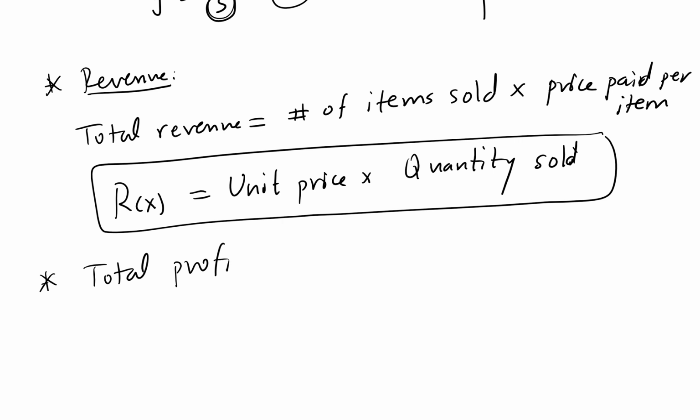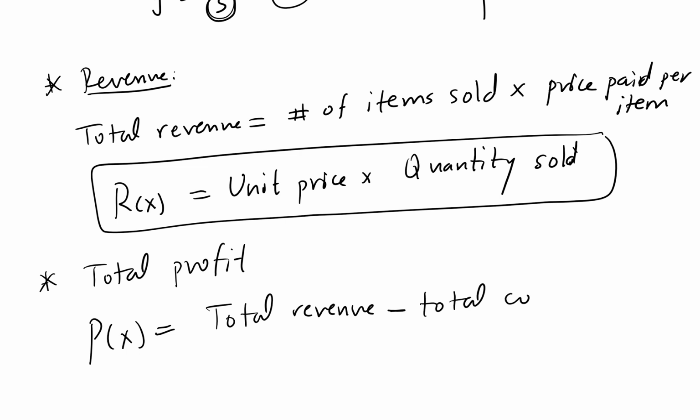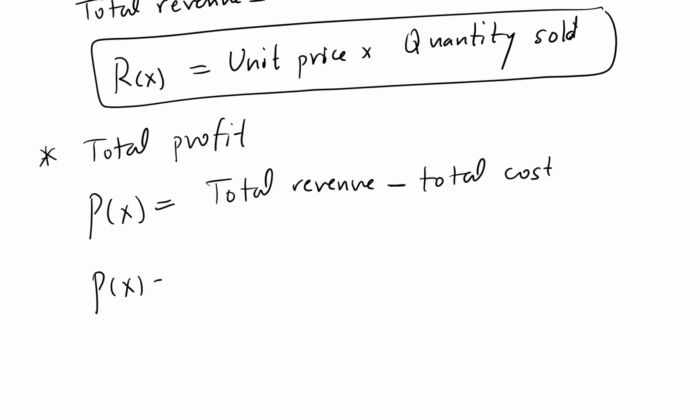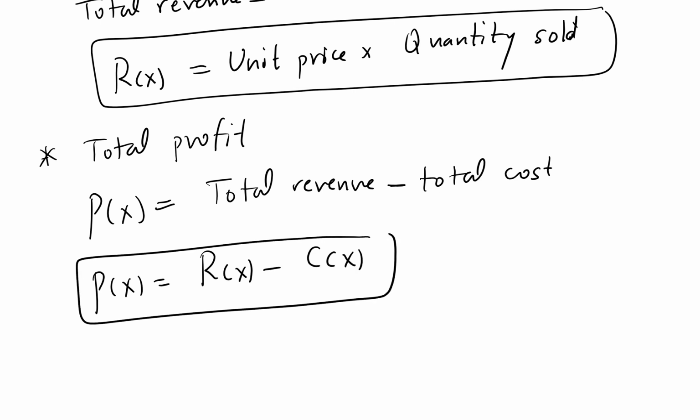From this and the cost, we get the total profit. How do you find total profit? We call it P of X. It's always the total revenue, how much you were paid for the items, minus the total cost. So P of X equals the revenue R of X minus the cost C of X. That's the formula for the profit.